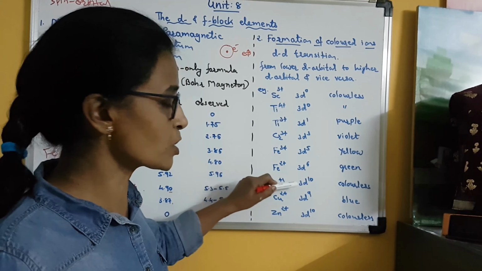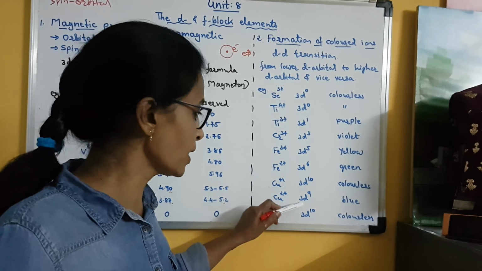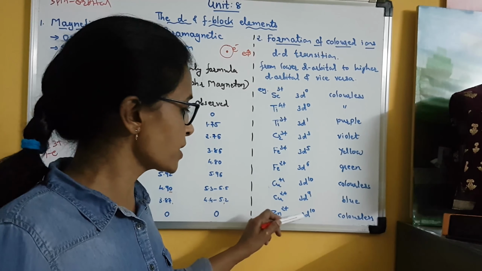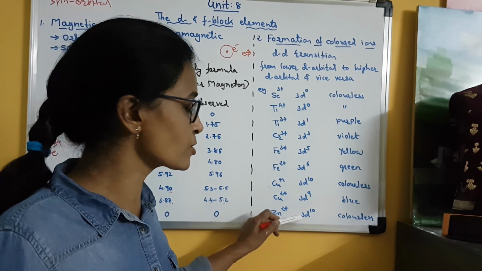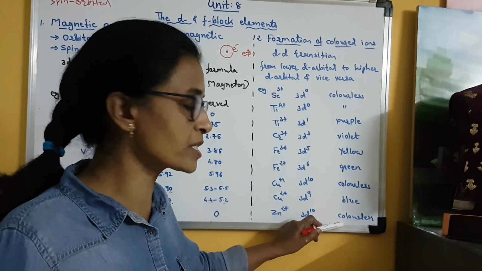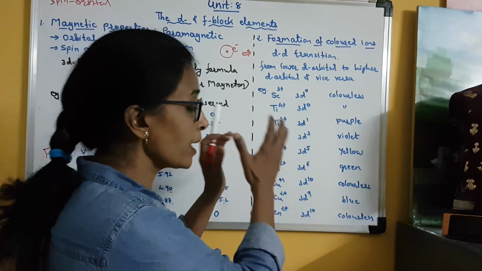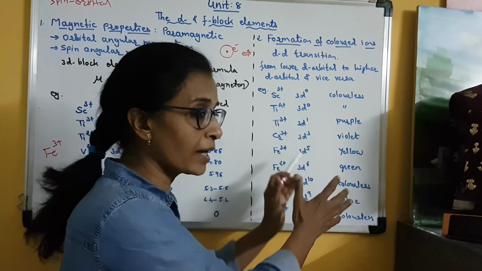Cu plus 1 is 3d10, which means the d orbital is complete, so there is no scope for d-d transition, so it is colorless. But if we see the Cu2 plus ion, then it has a 3d9 configuration. So there is one unpaired electron present in the 3d orbital, and that is why it is blue in color. But again you see Zn2 plus, it is 3d10, a complete d orbital, so no scope for d-d transition, so it is colorless. Clear?